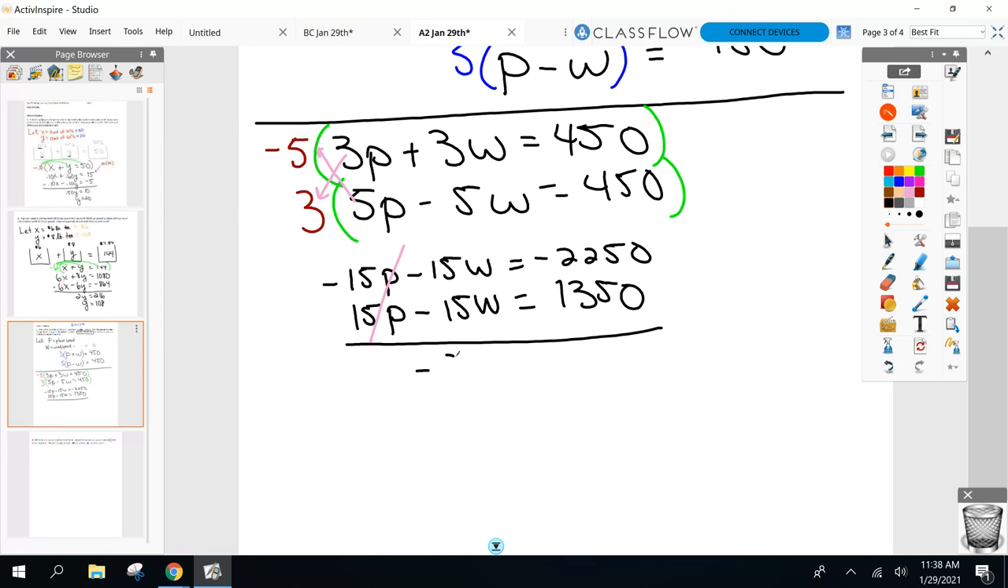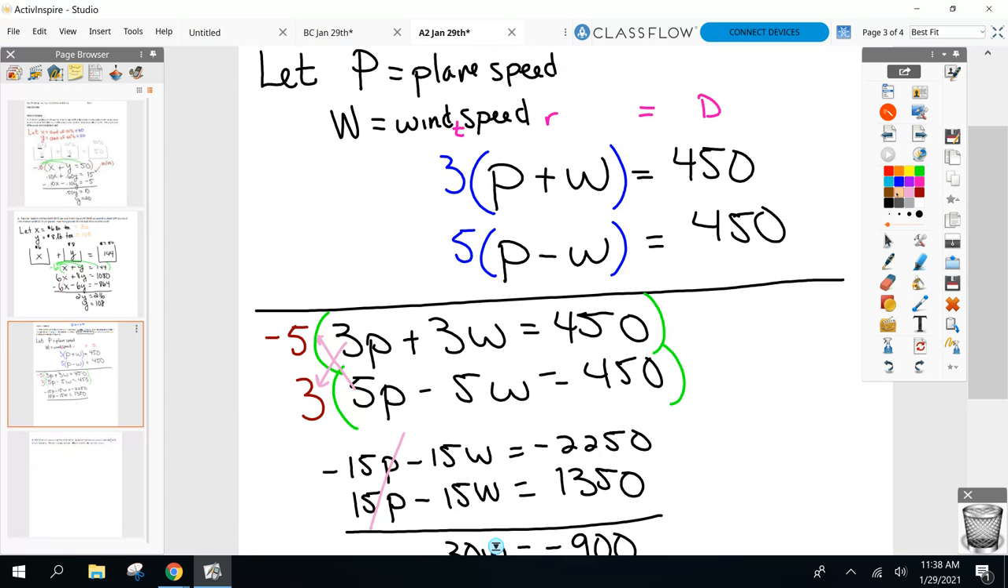I'm getting a -30W here. -30W equals -900. So the wind is going 30 miles an hour. All right. So the wind is going 30.